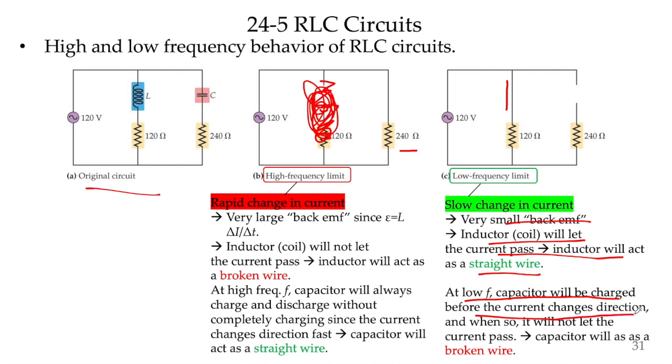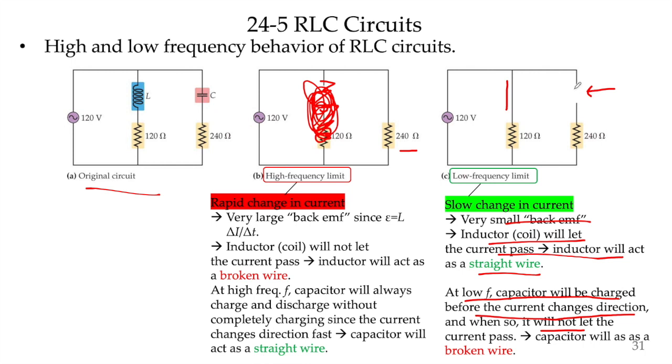Because the frequency is so low, the current doesn't change its direction frequently. And before the current flips in the opposite direction, the capacitor will already get charged. So when the capacitor is charged, it acts as a broken wire. It won't let the current pass. So the capacitor acts as a broken wire.